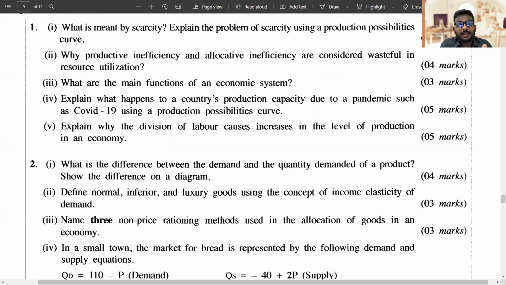Why? Because productive inefficiency means resources are not used in the best optimal way without any wastage. That means resources are used in a wasteful manner. By definition itself, productive inefficiency says resources are wasted. That means there is unemployment, there is underutilization of resources. So that's how productive inefficiency is considered to be wasteful.